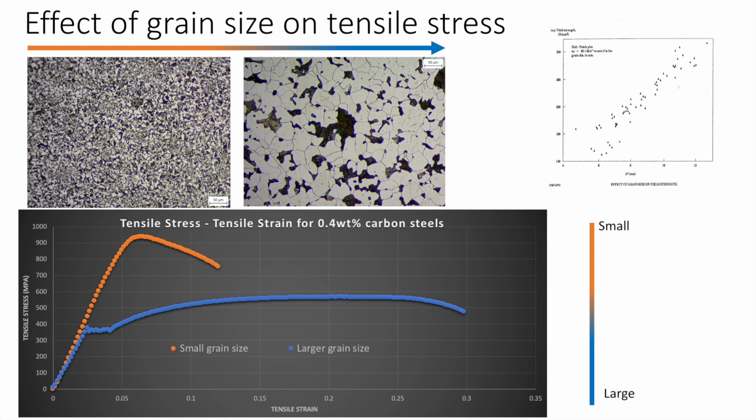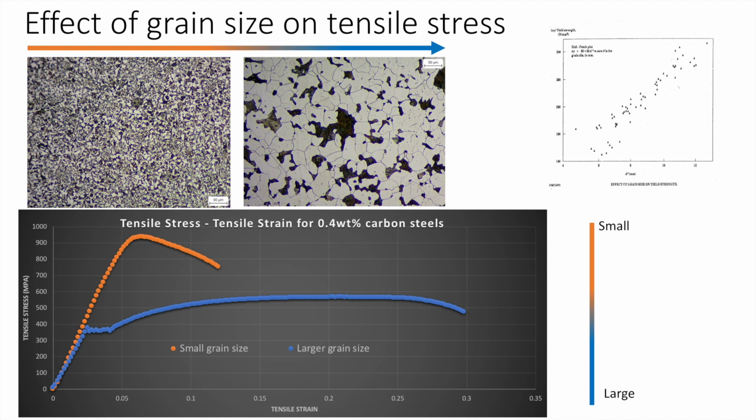And you've got two images there on the top of the screen. And the first thing to note about these images is they are exactly the same magnification. Okay? But they look completely different. The image on the left-hand side has got a much, much smaller grain size than the image on the right-hand side. Now, why does that matter?